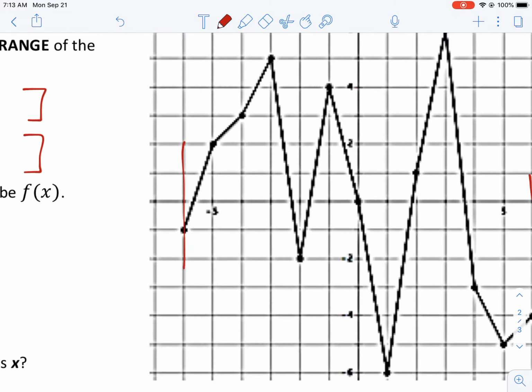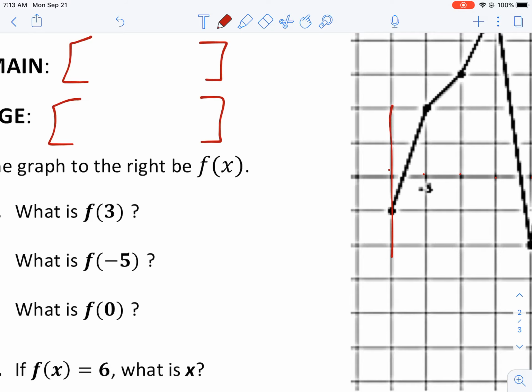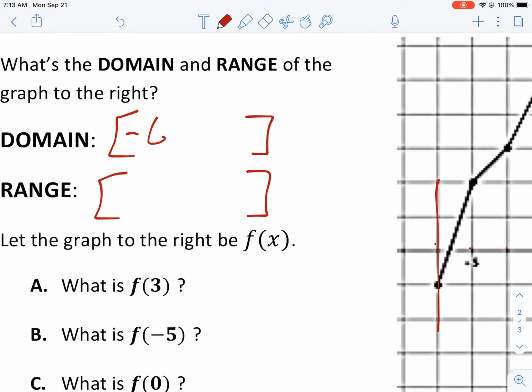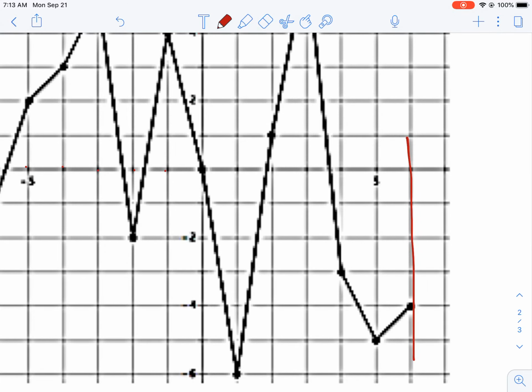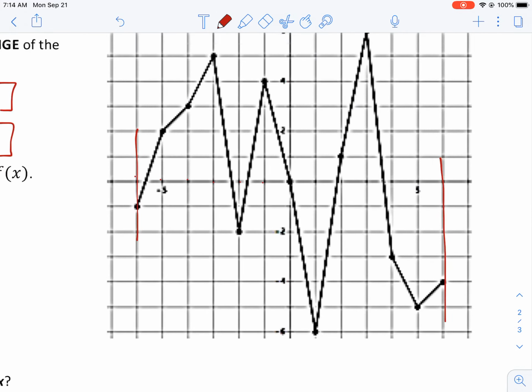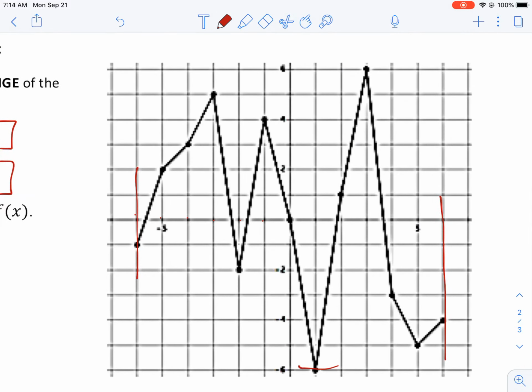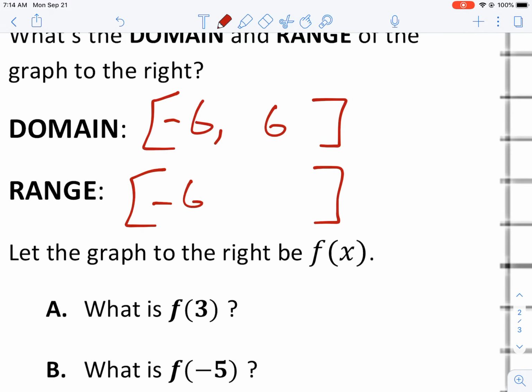Now, this graph is hard to read, but this is 2, and it's 2 lines up. So it looks like every line is over by 1. So that must be negative 5. So our line is at negative 6. So domain, remember, is left to right. So farthest left is negative 6. Farthest right looks like it's positive 6. So we've got negative 6 to 6. Range, we're down to negative 6, also up to 6. Interesting. So the domain and range are the same.